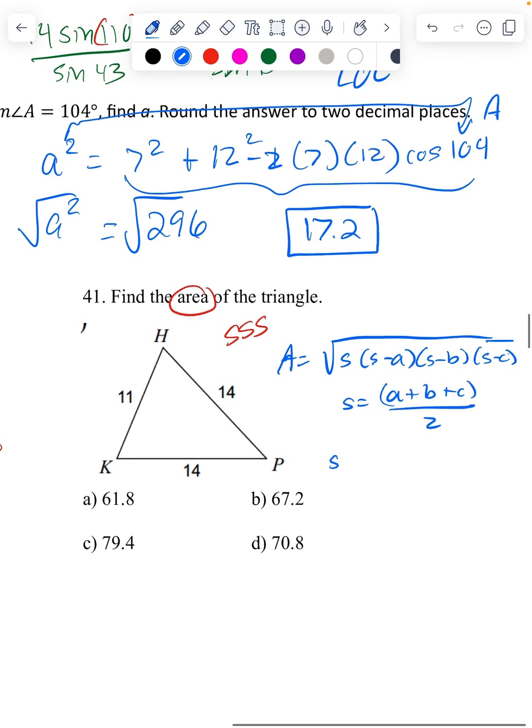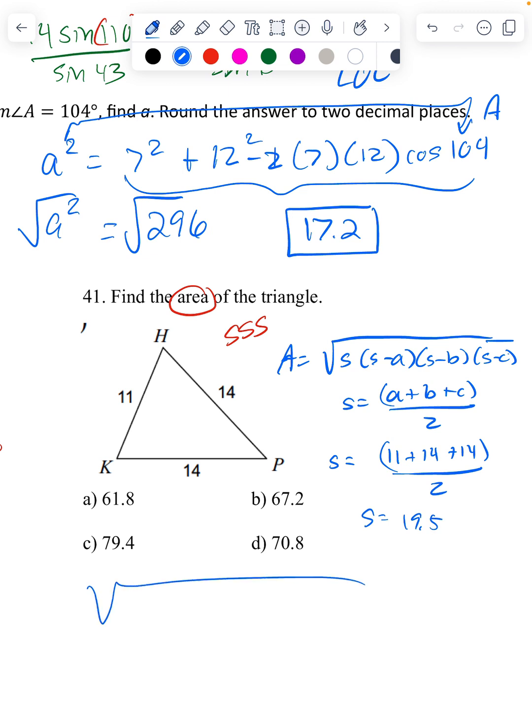So in this problem, my semi-perimeter is going to be 11 plus 14 plus another 14, all divided in half. So use parentheses to make sure you get the whole top. When you divide that in half, you get 19.5. So I'm going to end up with a square root of 19.5, and then I do 19.5 minus each of the triangle side lengths. Doesn't make a difference what order you do, so whatever.